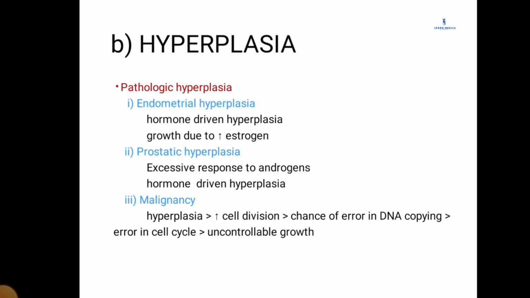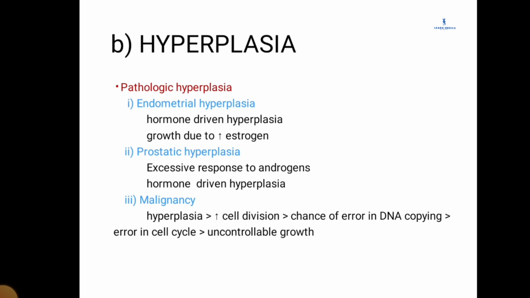It includes endometrial hyperplasia. It is a hormone-driven hyperplasia. The endometrium grows due to increased estrogen. The second one is prostatic hyperplasia. In males, there is an excessive response to androgens. It's also a hormone-driven hyperplasia.